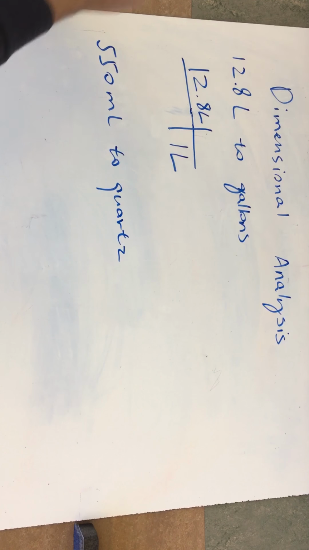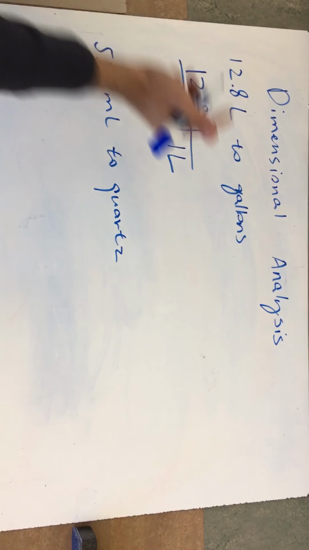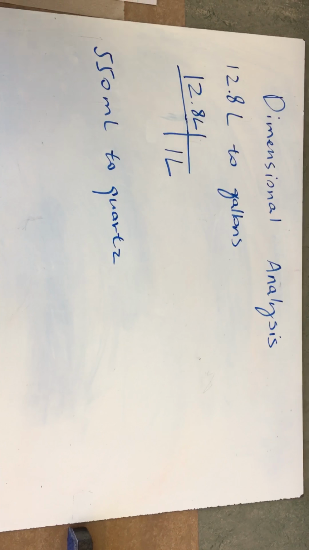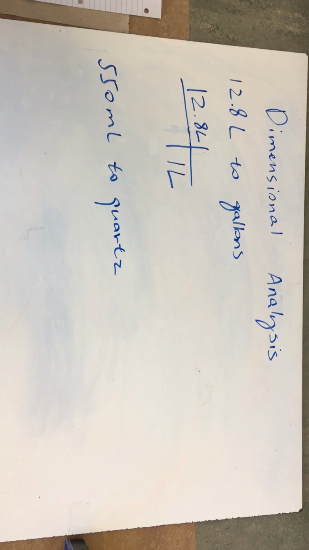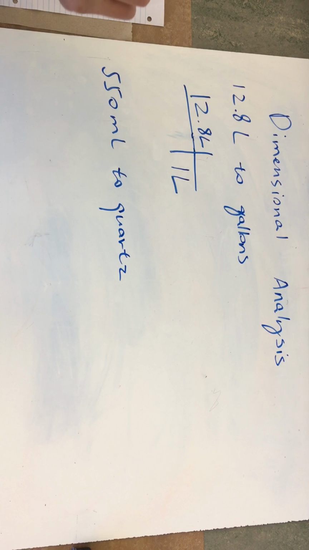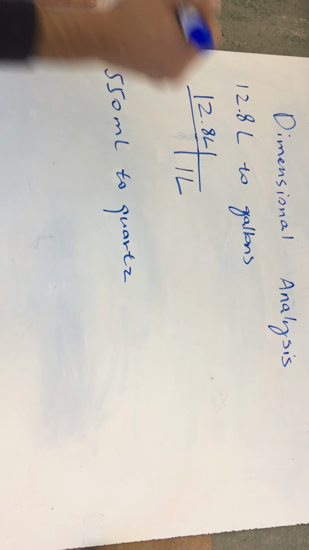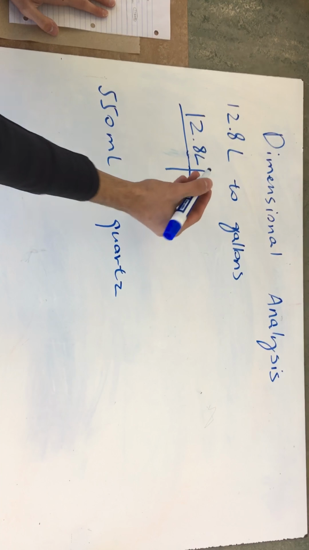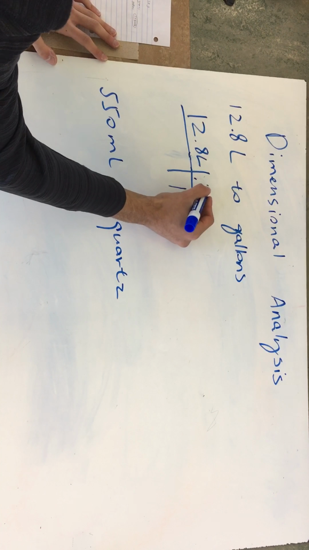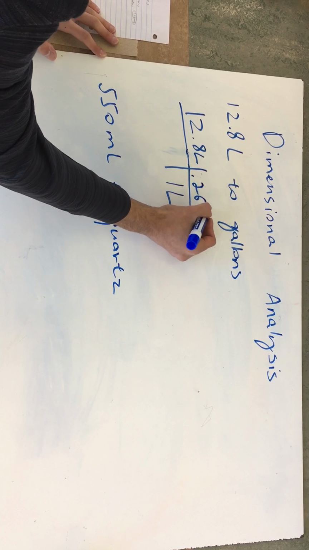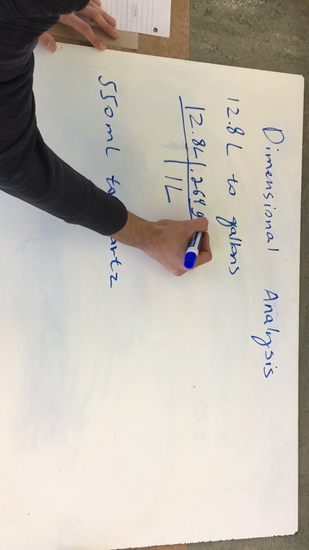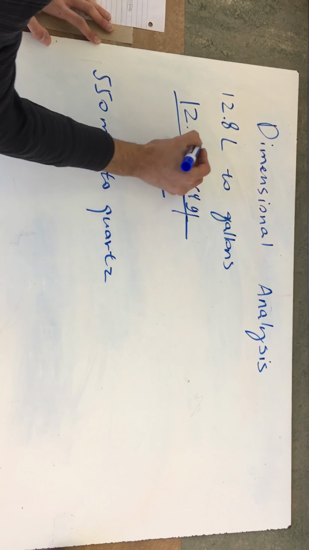Then we have to look for the equivalent. Since we're converting to gallons, we have to make the jump to gallons. The way to do this is sometimes you have to just look it up. When we looked it up, 1 liter is the equivalent of 0.264 gallons.